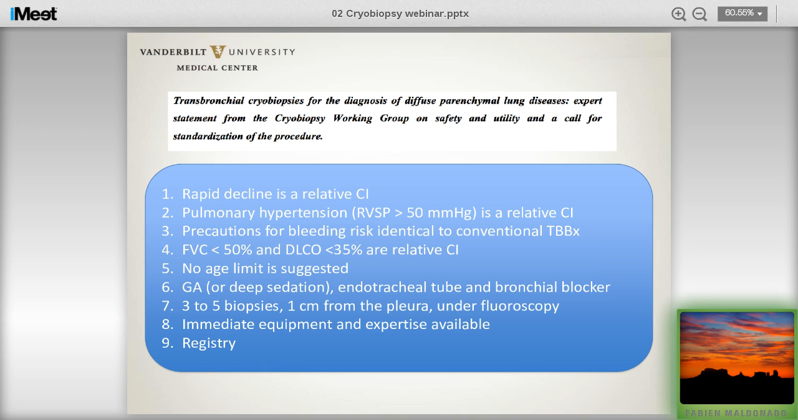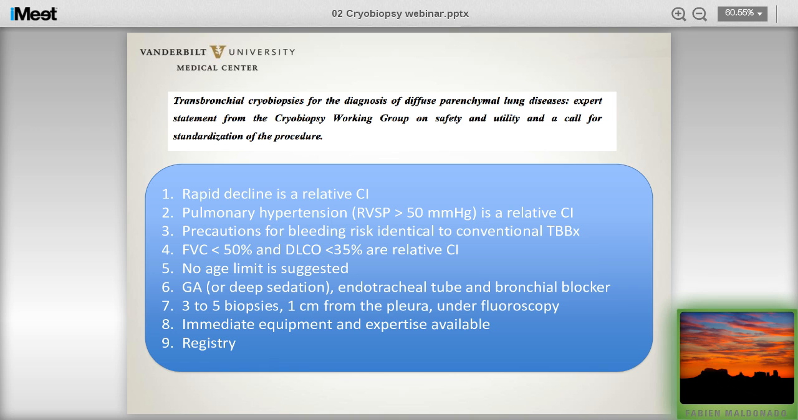Pulmonary hypertension, we don't have any data to suggest that this is a problem, but we're going to recommend that RVSP more than 50 millimeters of mercury should be considered a relative contraindication. We should, of course, be cautious about being able to handle a bleed when it occurs. The PFT values below which we think cryobiopsy should be at least relatively contraindicated would be FVC of less than 50% and diffusing capacity less than 35%.